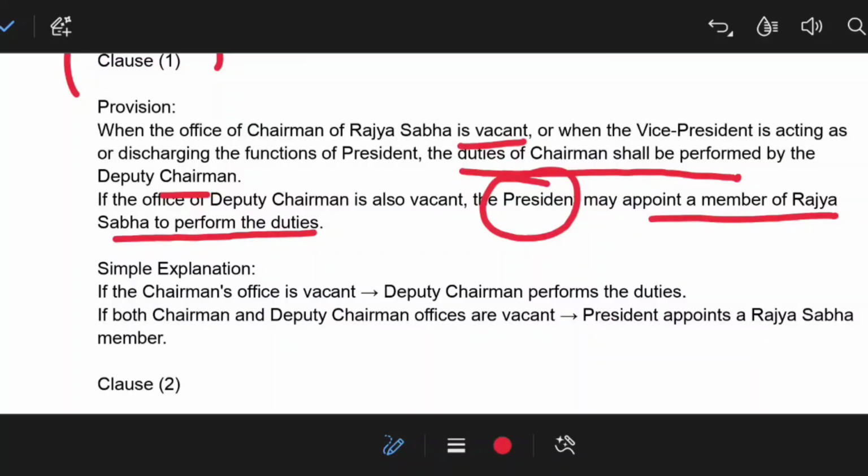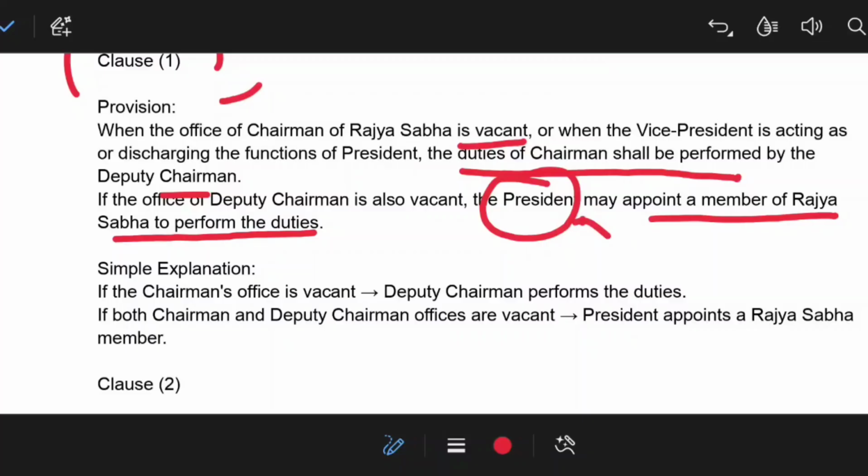That simply means when the vice president assumes the office of the President of India due to some reason, then according to the Constitution and Article 91, the deputy chairman will perform the duties of the chairman. But suppose the deputy chairman, due to some reason, is unable to perform the duties of the chairman, then who will perform them? That completely lies with the President. The President will decide and appoint a member of the Rajya Sabha to perform the duties.